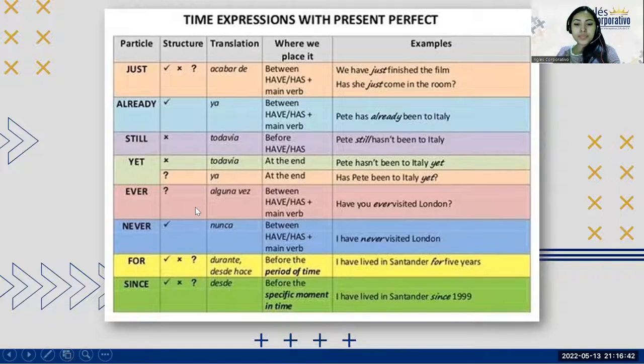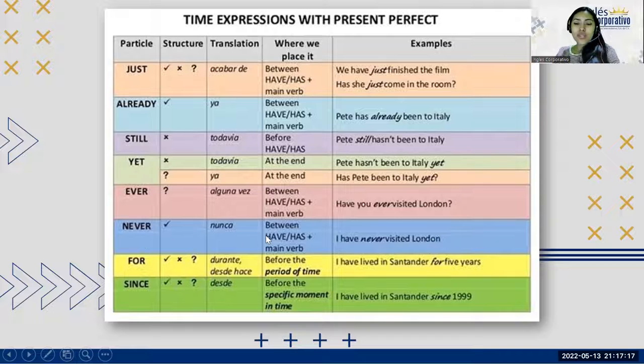¿Ok? El ever lo ocupamos para questions. ¿Alguna vez? Have you ever visited London? Have you ever eaten pork, maybe? Okay. Have you ever practiced scuba diving? Okay. Buceo. Si usted ha hecho alguna vez alguna actividad, ¿verdad? Usted lo utiliza como have you ever.